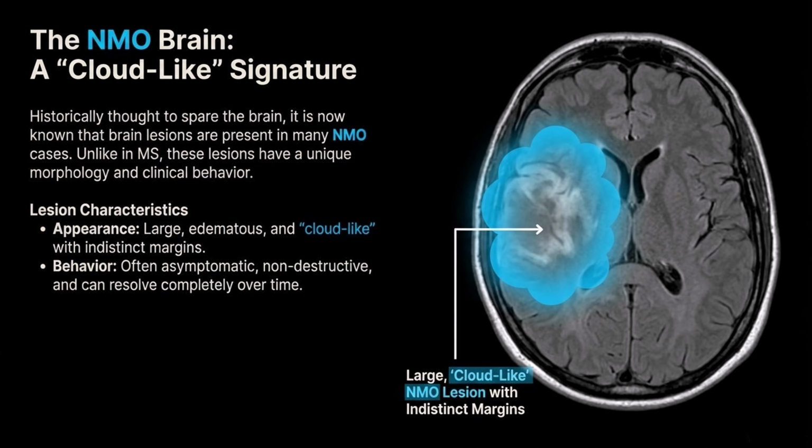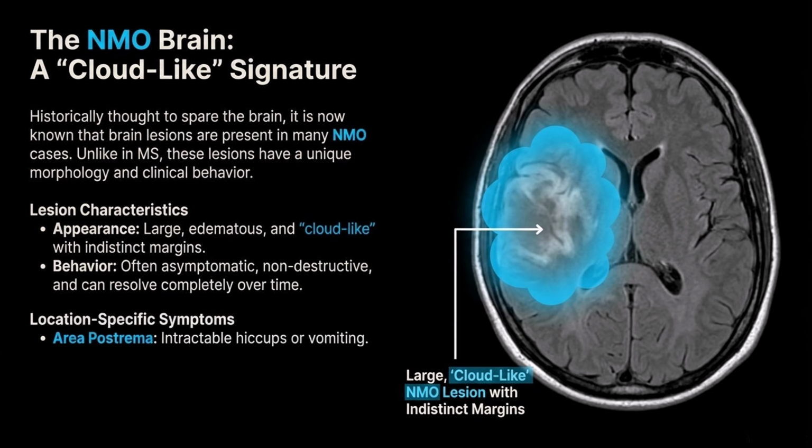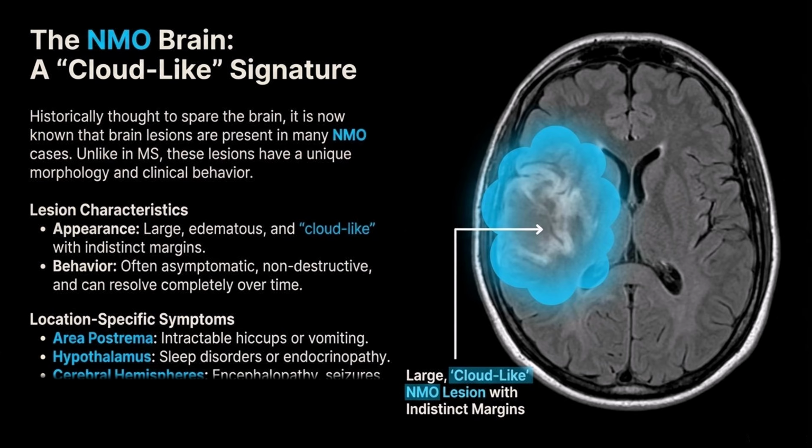For example, lesions in the area postrema can manifest clinically as intractable hiccups or vomiting. On an MRI, this appears as a hyperintense lesion in the lower medulla with enhancement. If the hypothalamus is involved, the patient might present with sleep disorders or endocrinopathy due to diencephalic lesions. When the cerebral hemispheres are involved, patients may experience focal symptoms, encephalopathy, or seizures.